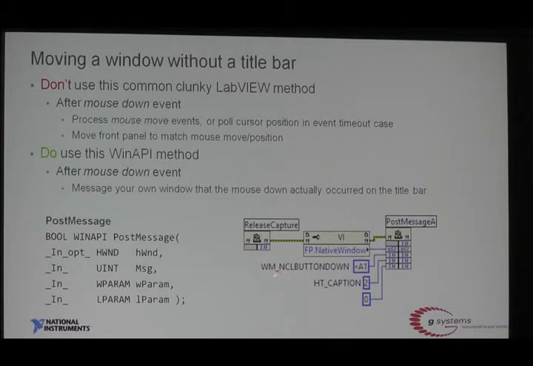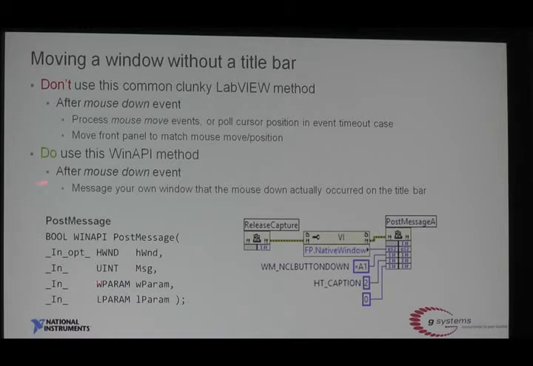In our case, we have this non-client window button down. So that's we push the button down on part of the non-client part of the window. That means the frame, right? And then we clarify that it's in the title bar with this one.